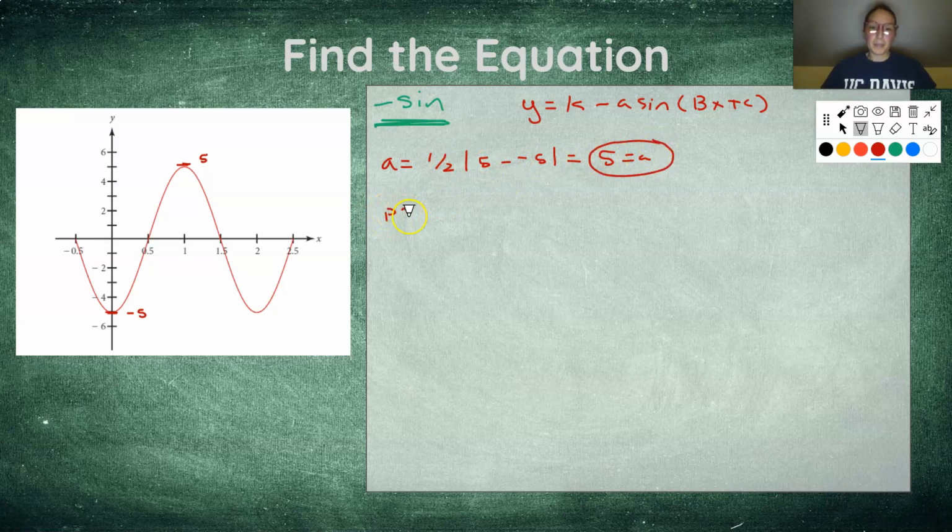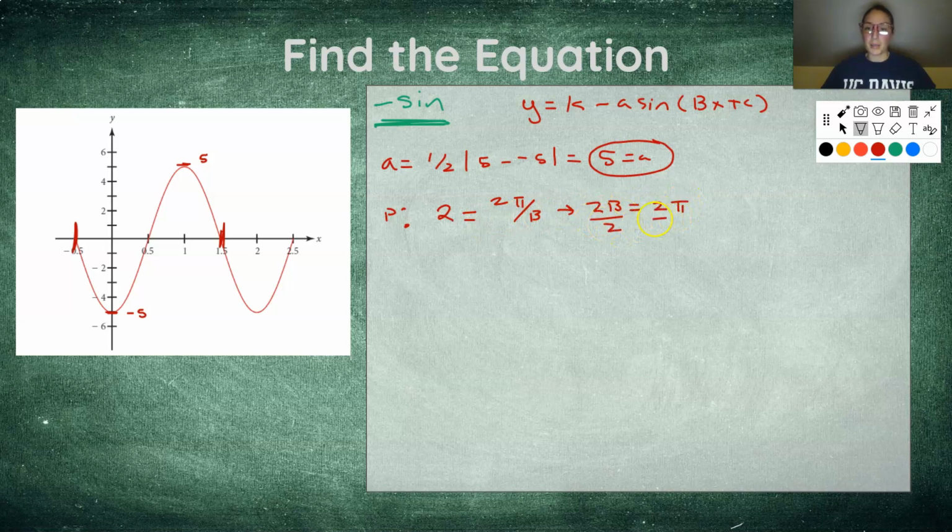Let's look at my period. Okay, we start here, we go down, we come back, we go up, we come back. So this is the length of the period here. My period goes from -0.5 to 1.5. What's the distance between these two? The distance here is going to be 2. From -0.5 to +1.5, that distance is 2. So my period is 2. And 2 is equal to 2 pi over b. So now let's solve this for b. Multiply both sides by b. We get 2b equals 2 pi.